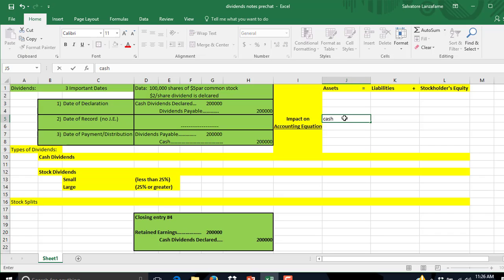So if I look at my impact on the accounting equation, because cash is going down, that means my assets are going down. And because I have retained earnings as a debit, that means my stockholders' equity is going to go down as well. Because retained earnings is decreasing, your stockholders' equity is going down. I'll just put SE this way.